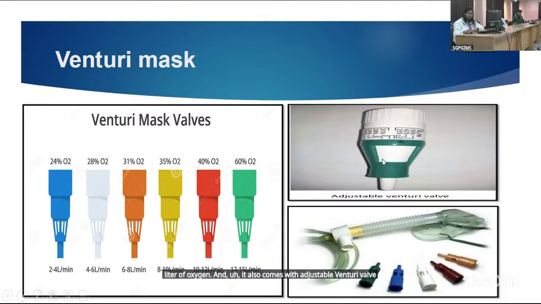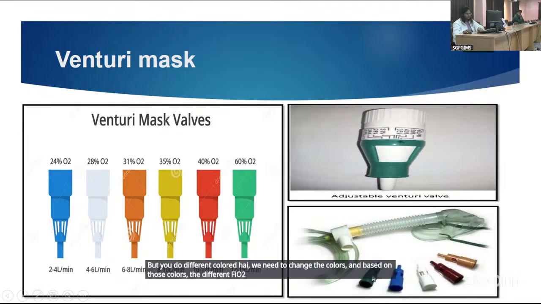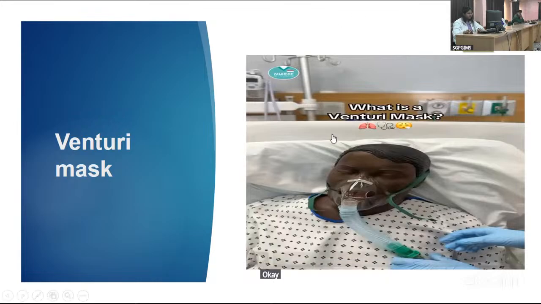Okay, see, इसमें क्या होता है, इसमें एक ही में हम अपने आप FiO2 सेट कर सकते हैं. बट ये जो डिफरेंट कलर्ड है, वी नीड टू चेंज द कलर्स, एंड बेस्ड ऑन दोज कलर्स द डिफरेंट FiO2 इज सेट. ओके, आई थिंक ये वीडियो देखने से और आपको अच्छा लगेगा.